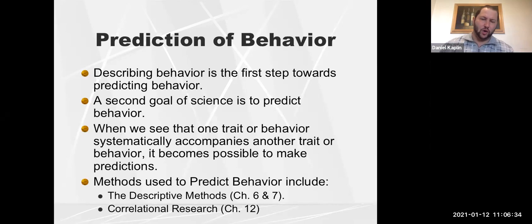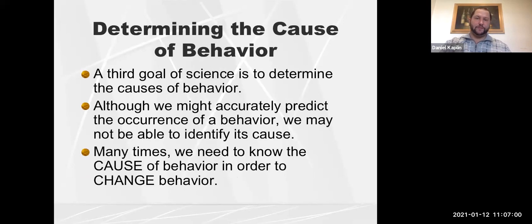A second goal is to predict behavior, right? So when we want to predict behavior, then we have to rely on correlational research. So correlations allow us to both describe, but the new thing they allow us to do is predict. And we're going to learn about correlations in chapter 12 or lecture 12.